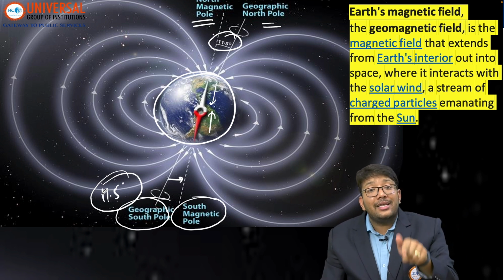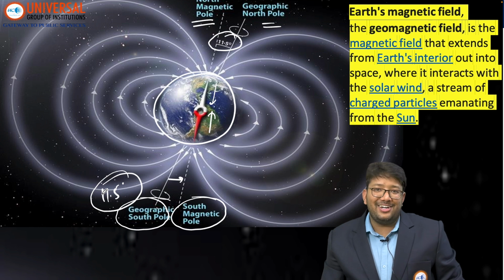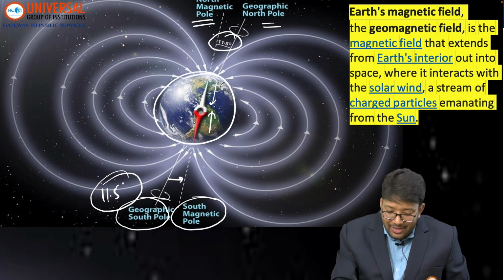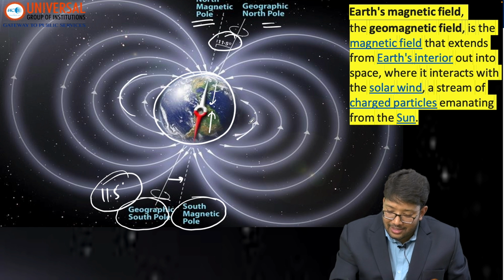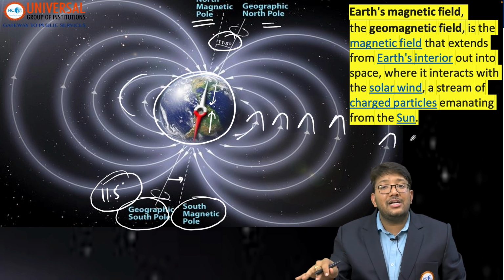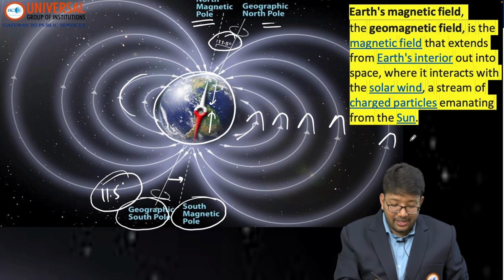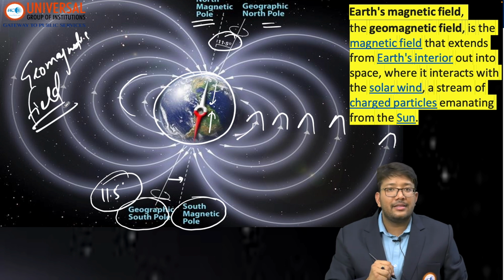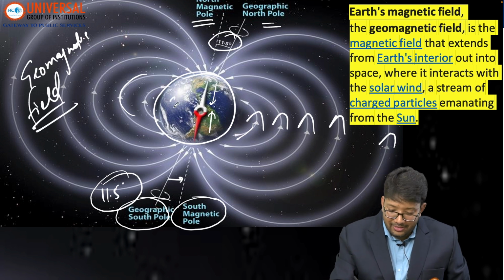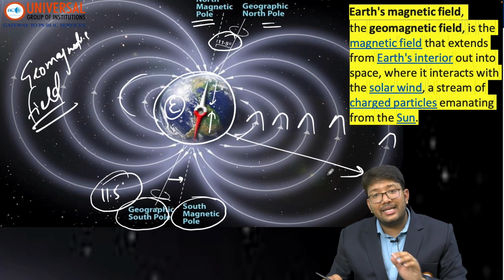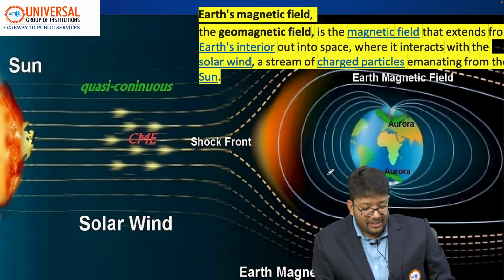To show you that our Earth is also behaving like a magnet, okay. So our Earth is like a magnet and it has a magnetic field. Earth's magnetic field is called the geomagnetic field. Remember, this is called the geomagnetic field. Understood? Our Earth is like a magnet and the force it is exerting in the surrounding area is called the geomagnetic field, okay.